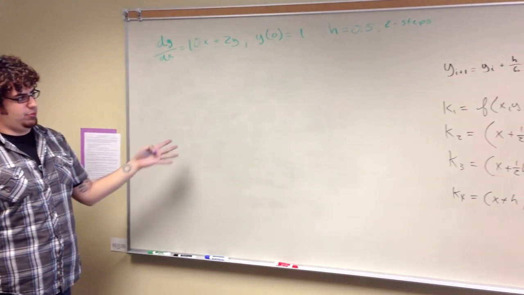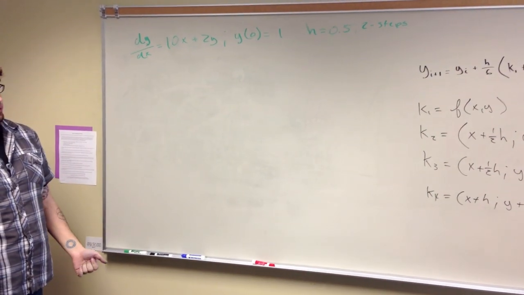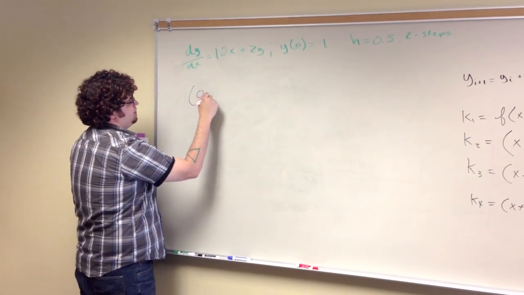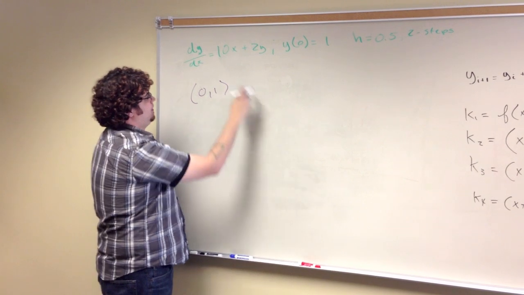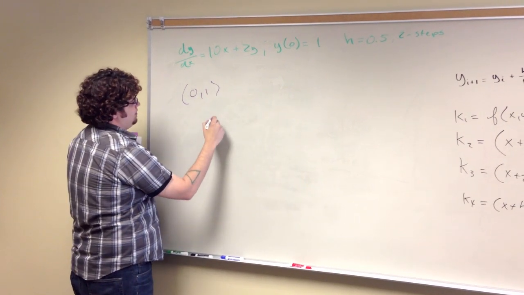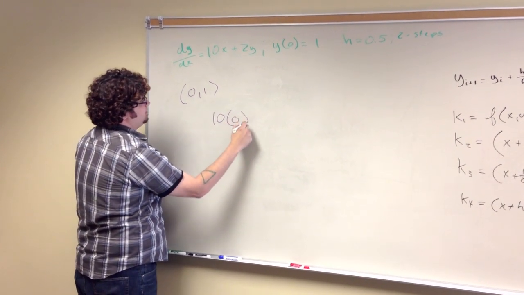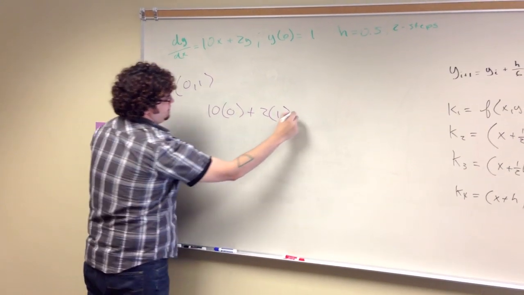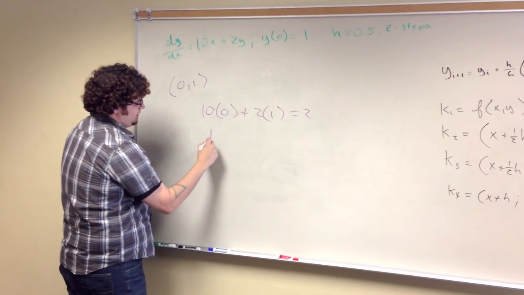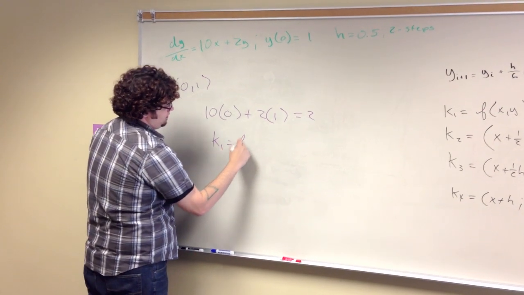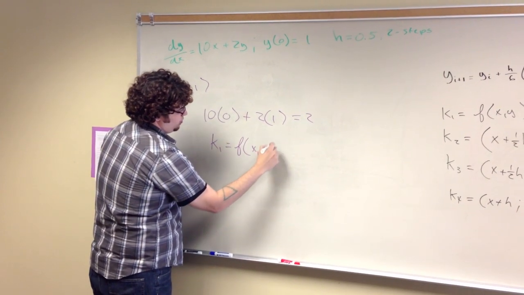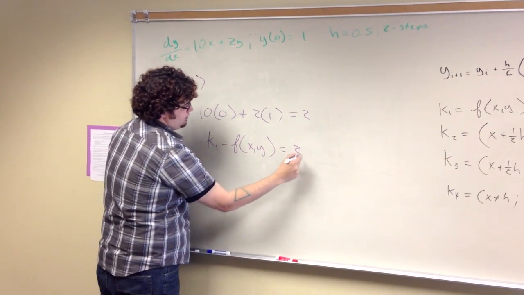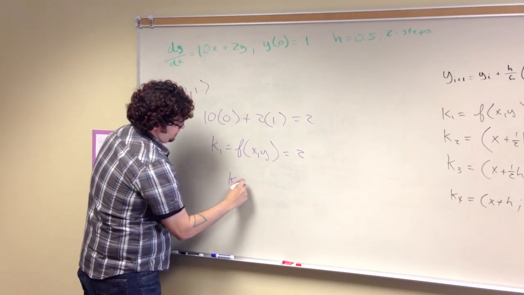So first thing we need to compute is what our K1 value will be. So considering that our initial values are 0, 1, we're going to plug that back into our original differential equation. So we'll have 10 times 0 plus 2 times 1, which then gives us 2. So now we can say that K1, otherwise known as just the normal output of our function that depends on x and y, equals 2. So K1 is 2.